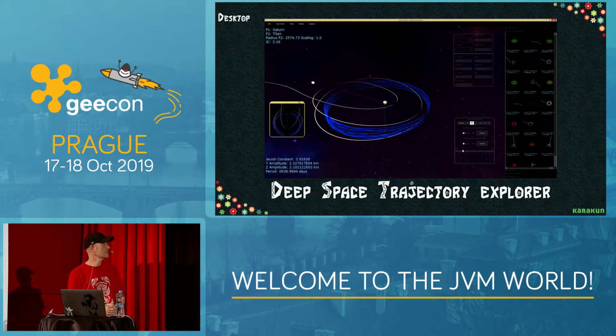This is from NASA. This is the Deep Space Trajectory Explorer, and this is just one image. This application was shown a couple of times at JavaOne and CodeOne because it's really impressive what they can do there. They really use it to calculate trajectories around planets for missions for NASA.